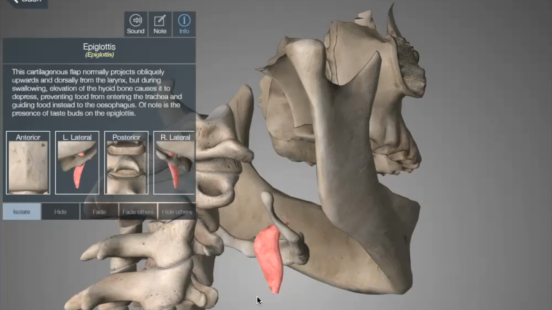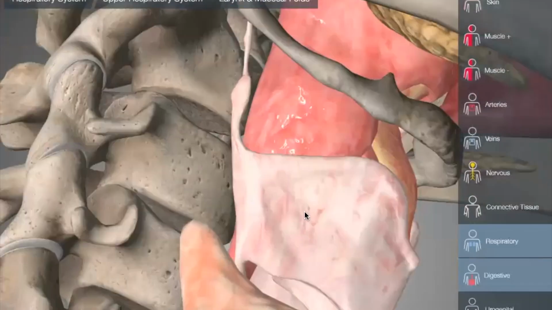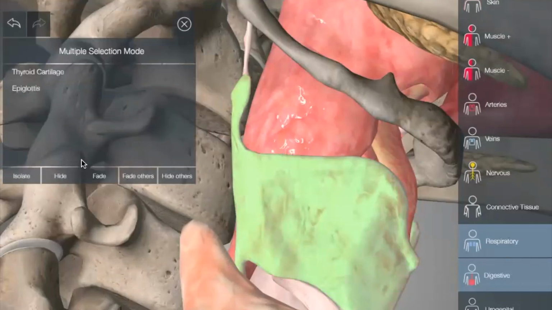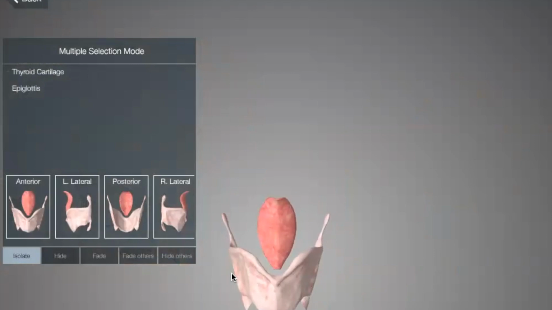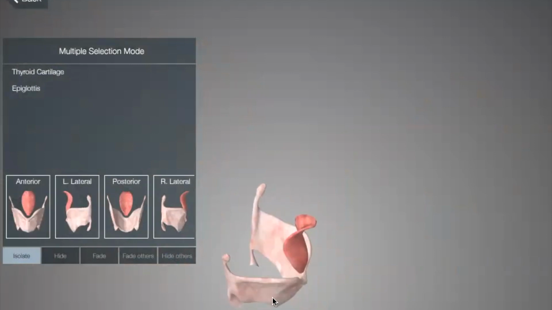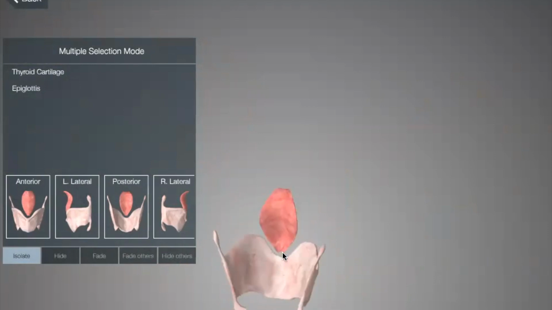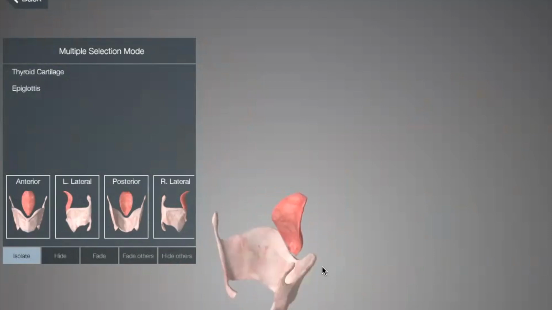Where is it attached? I'll show you. Let's do multiple selection. It is attached to the back of the anterior aspect of the thyroid cartilage. There's a stalk here that extends, which causes it to be attached here. During swallowing, it will flatten and move posteriorly to close off the ring, to close off the larynx.